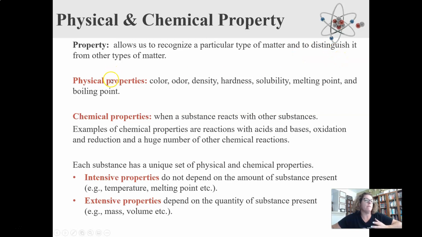So there is a difference between physical versus chemical. So a physical property is more of an observation. The sky is blue. The sock has an odor to it. The density of water, 1 gram per mL. The wood is hard, or the solubility, the sugar dissolves in water. You're not really changing anything about it. It's still water, it's still a sock, it's still a piece of wood, it's still the sky. You haven't changed anything about it. Okay. Melting point is basically the temperature at which something melts.